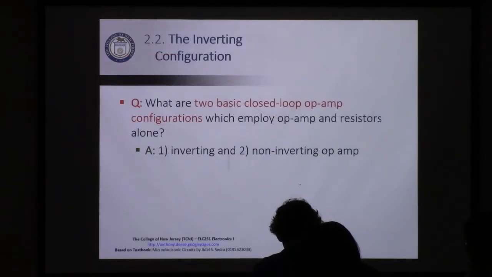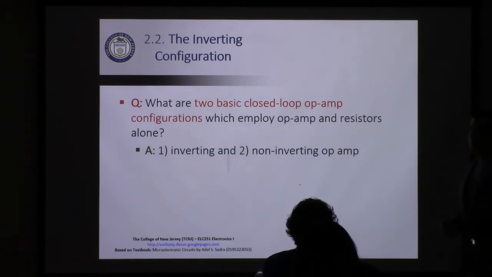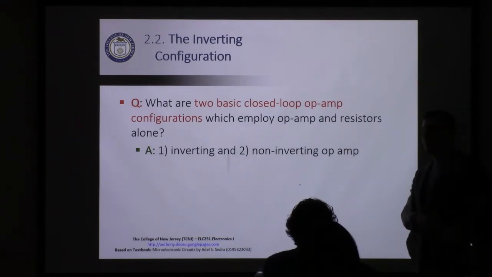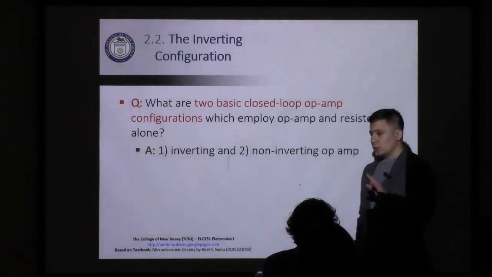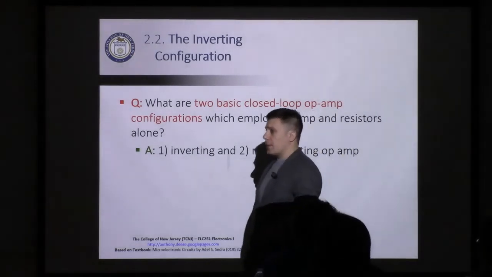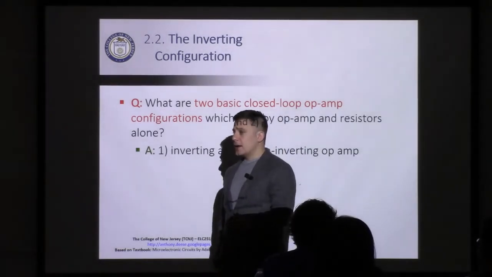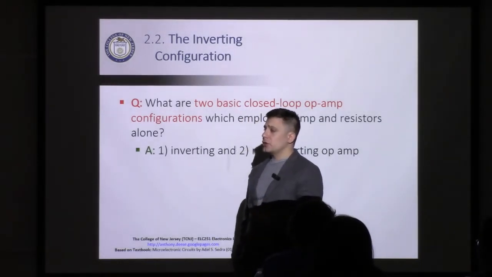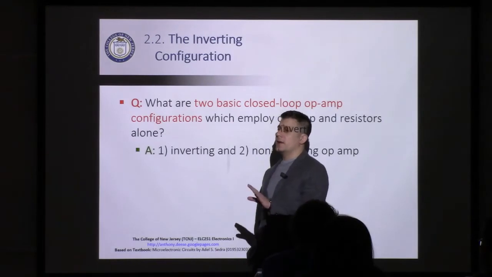Okay. So what are our two basic closed loop op-amp configurations that employ op-amp and resistors alone? Yes? What would be the circumstances for wanting to use the differential input versus the common mode input? So the rule of thumb I would say is you normally don't want to use the common mode input. That's like 99.9% of cases. So you usually always just want to amplify the differential input.